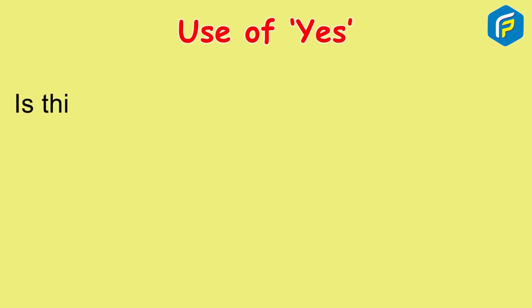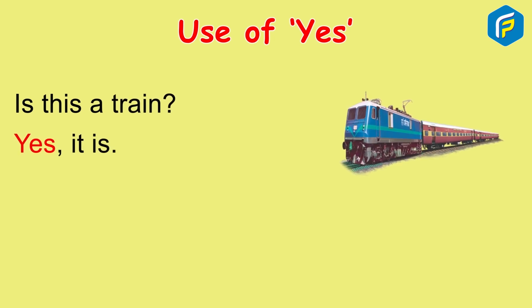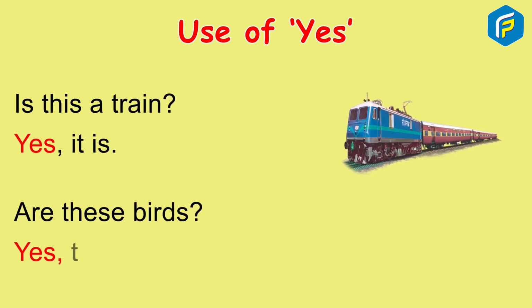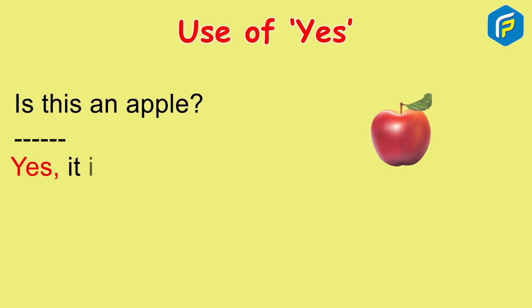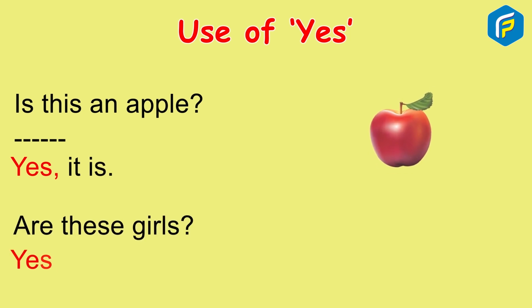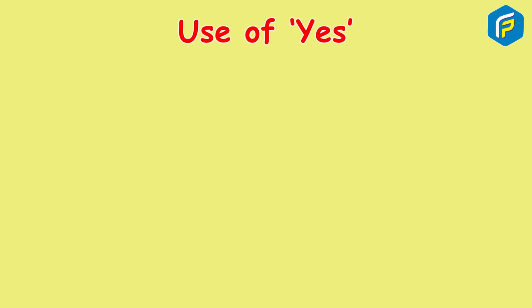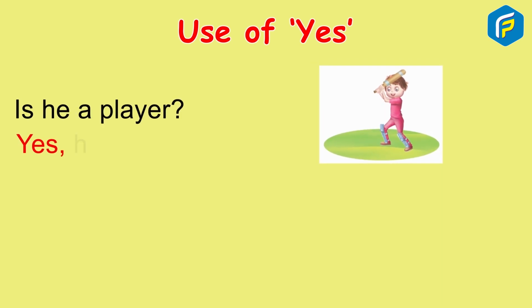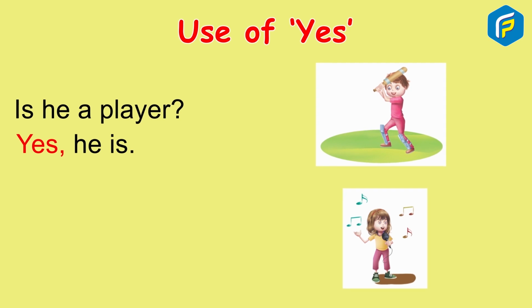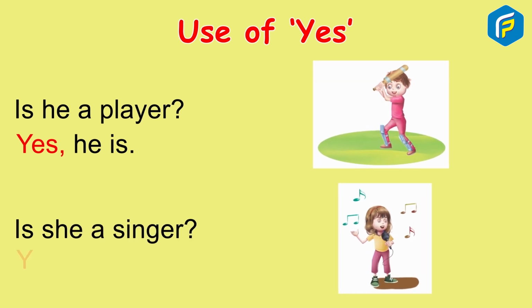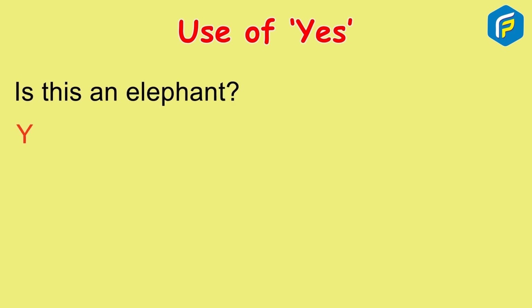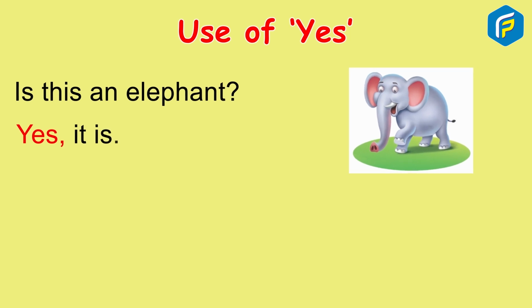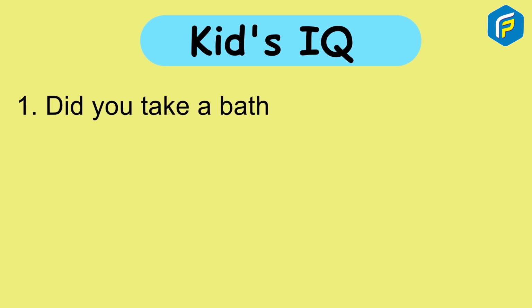Is that a train? Yes, it is. Are these birds? Yes, these are. Is this an apple? Yes, it is. Are these girls? Yes, they are. Is he a player? Yes, he is. Is she a singer? Yes, she is. Is this an elephant? Yes, it is. Kids' IQ. Did you take a bath today?